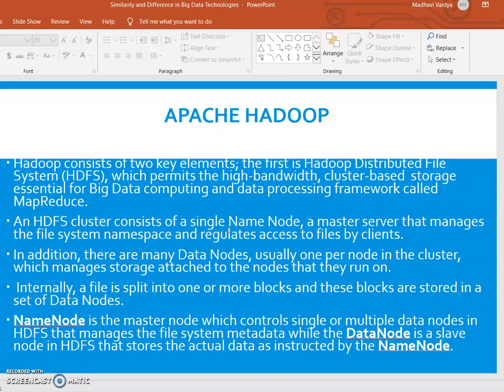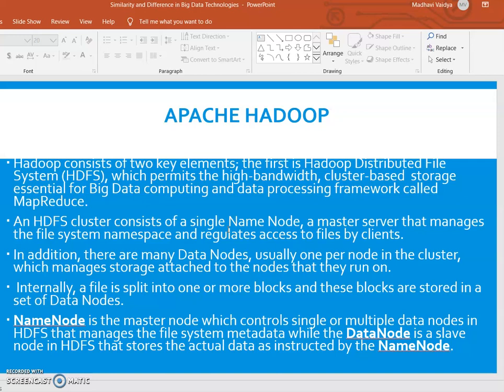Now we are going to talk about Apache Hadoop. Obviously, we have talked about it in the last two tutorials also, so I'll just touch it and go ahead. So Hadoop consists of two key elements, that is HDFS and MapReduce. It is used for big data computing and data processing respectively. It consists of a single name node and many more data nodes. It depends on how the data nodes are connected to the name node.